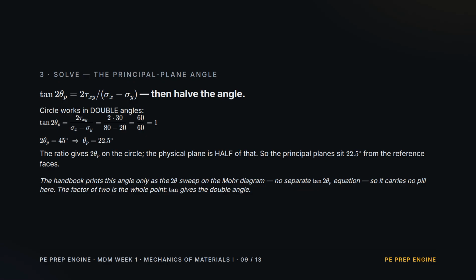Solve. Part 3. The orientation. The tangent of twice the angle is 2 times the shear over the difference of the normal stresses. Here that ratio is 1, so twice the angle is 45 degrees, and the physical principal plane angle is half of that, 22.5 degrees from the reference faces. The circle always speaks in double angles, so halve it to get the real plane.